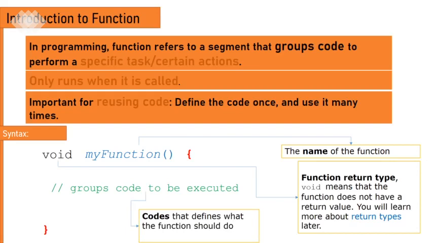Inside the function, there are codes that define what the function should do. Okay, class. Actually, the syntax of functions is similar to the main function. Now, besides the main function, there are also several other functions, for example pow and square root, which are grouped as predefined functions.